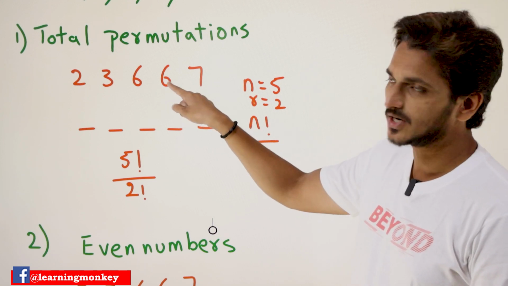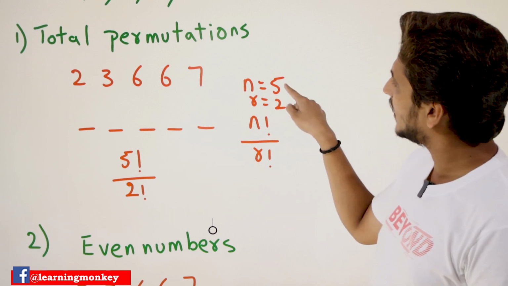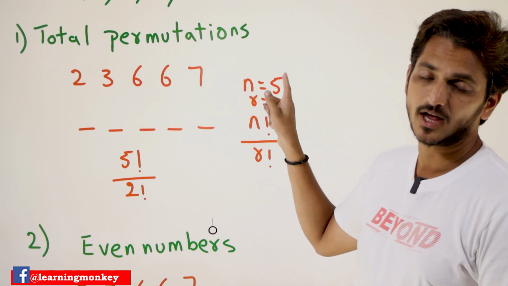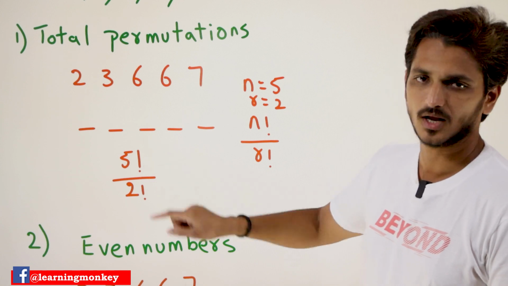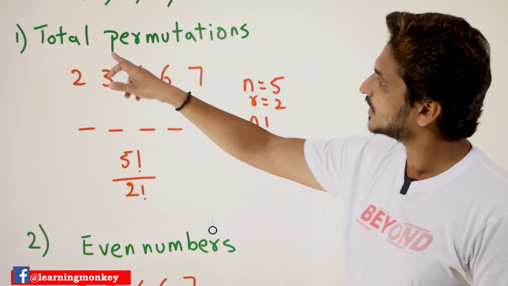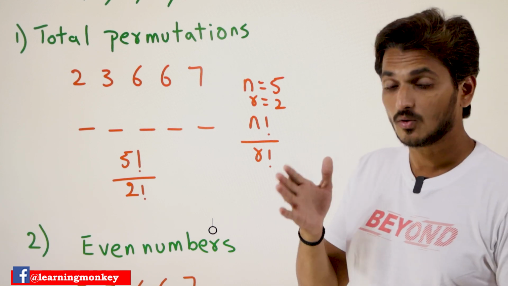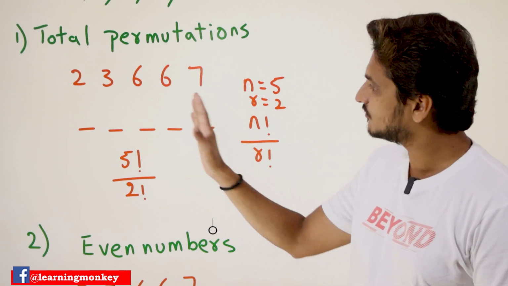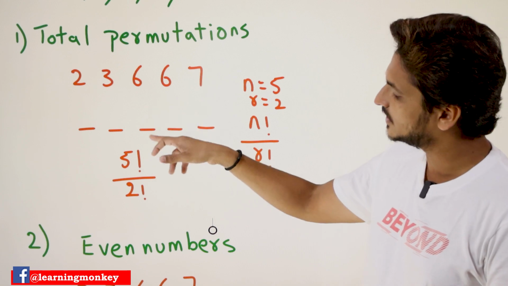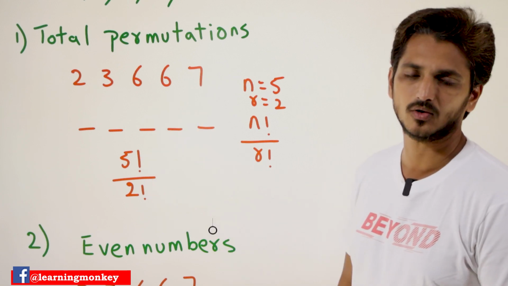Here 6 is repeated 2 times. That's why n is 5, the total number of digits. So it is 5 factorial by 2 factorial. This is the total number of permutations possible using these 5 digits. Total ways you can arrange these digits in 5 positions is 5 factorial by 2 factorial.